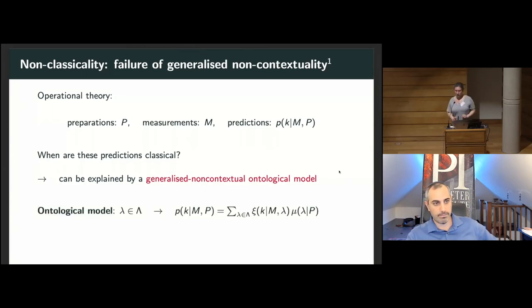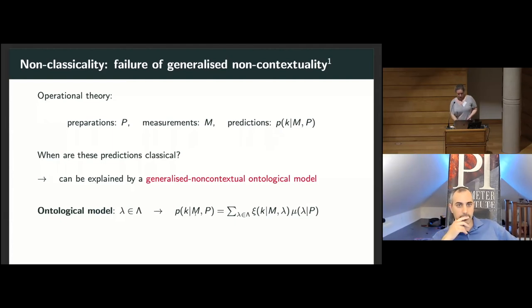In an ontological model, we have a set of ontic states which represent the possible physical states that the system can be in. And what we think is that all of the information is encoded there.